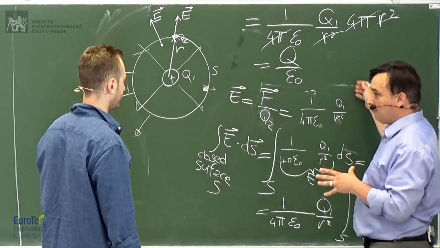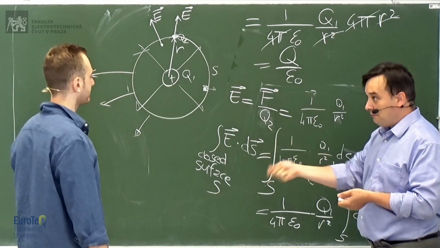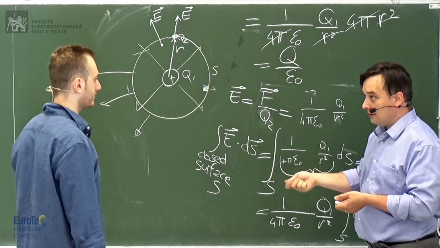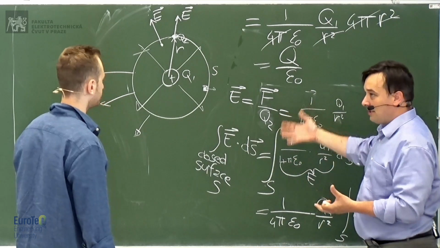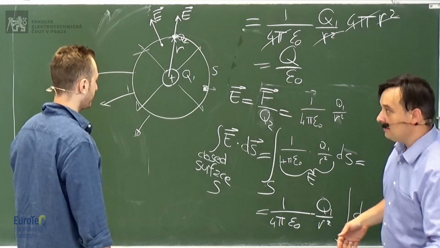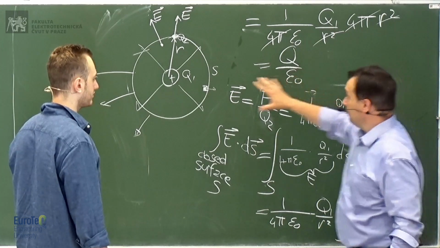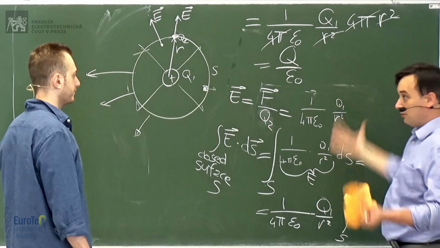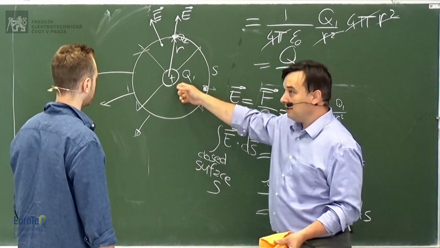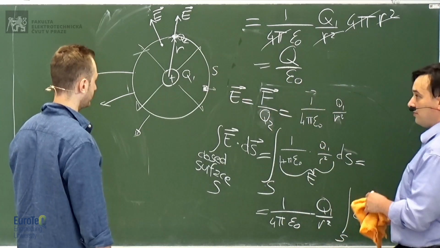So we started from the force, which is something that you can test. You put the charge, you feel the force, then you describe the electric field, and then you just apply the mathematics, and you find out that if you integrate the flux of the electric field over a closed surface, it's equal to the charge inside divided by epsilon 0.